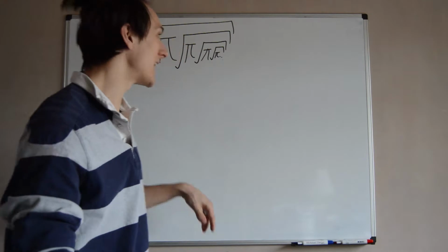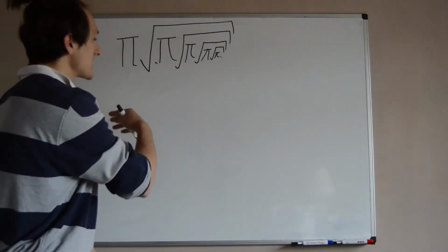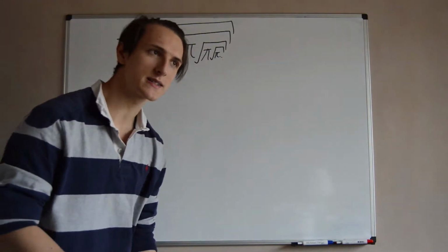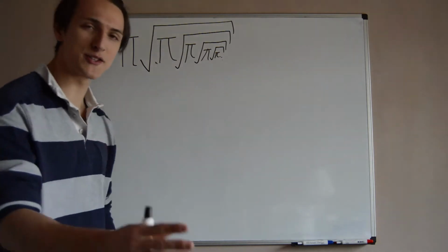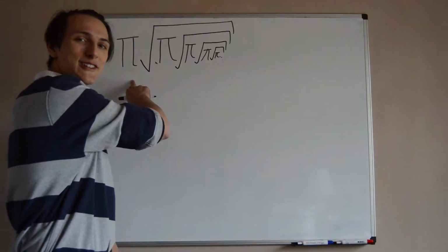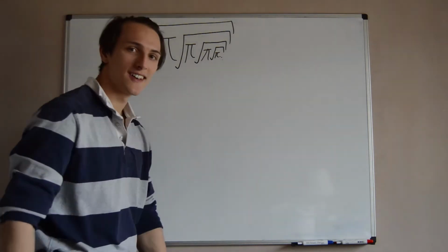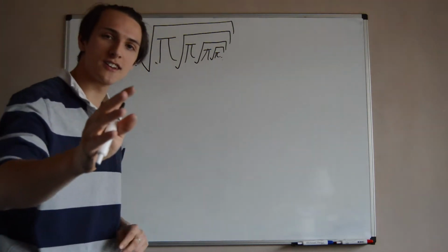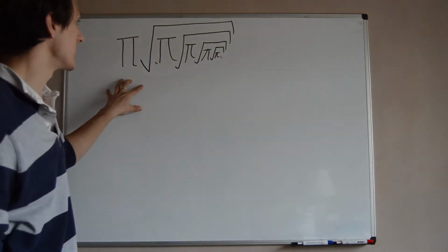Hi everyone, today we're looking at another infinite square root. It's pi times square root pi times square root pi times square root pi times square root pi. And I apologise for this, the pi started really straight, look at this, and then a bit wobbly at the end. But anyway, pause the video, try it for yourself, can you solve this?